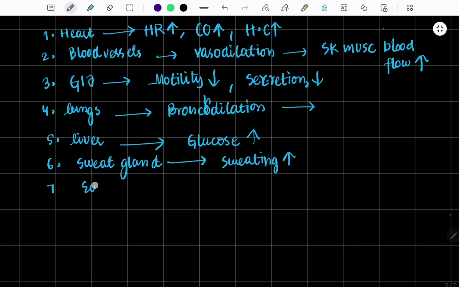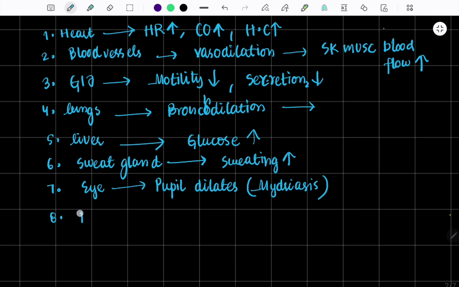Now when I talk about the eye, there is dilation of the pupil. Pupil dilates in the sympathetic system. It is also known as mydriasis, right? You will study this term all along in the further chapters, mydriasis and meiosis. So the pupil basically dilates, and it is obviously to allow more light and for better vision in fight or flight situations, right?